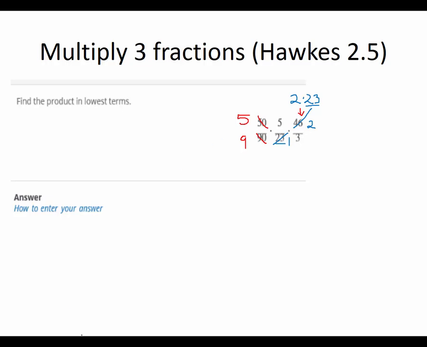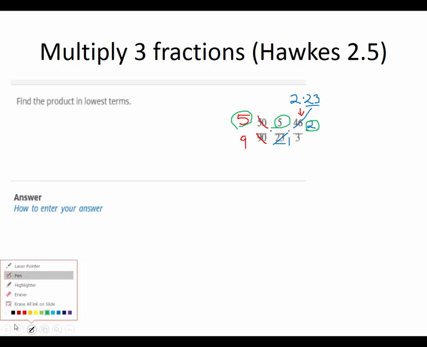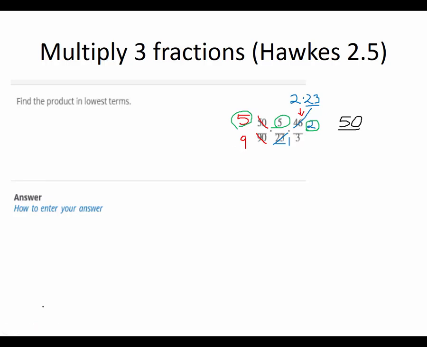And now I just multiply across the top and multiply across the bottom. So I've got my 5 times my 5. That gives me 25 times 2. Should give me 50 on top. So I'll have 50 up here. And then downstairs, I see my 9 times my 3. Or excuse me, 9 times the 1 first, which doesn't do anything, and then times the 3. So that'll be 27 on the bottom.